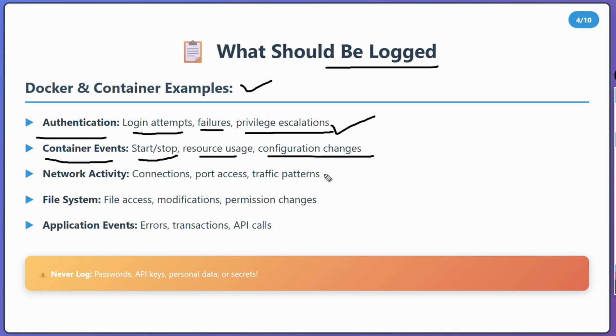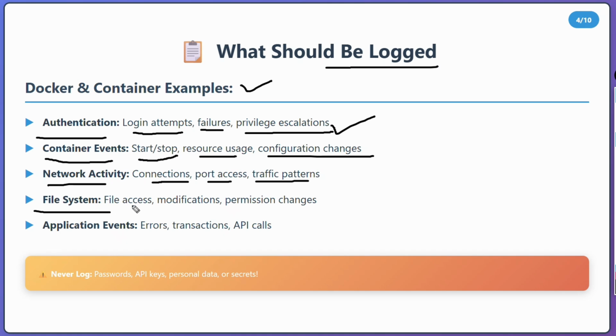This helps with performance fine tuning and quick incident response. The third point is network activity. This includes connections, port access, and traffic patterns. Log all network connections, port access, and traffic patterns. This helps to detect unauthorized access and lateral movement into a host system.